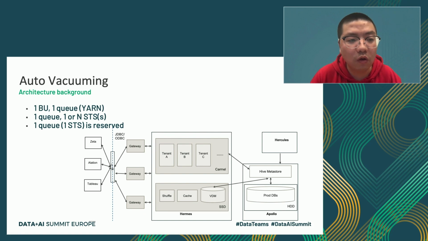Firstly, I will introduce our architecture background. In our Spark, we have 2 clusters. First, the Apollo cluster stores the data, and the Hermes cluster performs jobs. Our Spark is on Yarn, and each of our business units has one Yarn queue, and in one queue we have 1 or more Spark Thrift servers, and there is one queue called resolved. This is not used by our customers, so there is one Thrift server in the resolved queue.